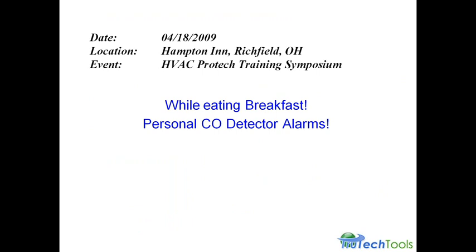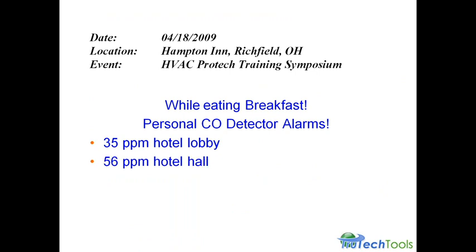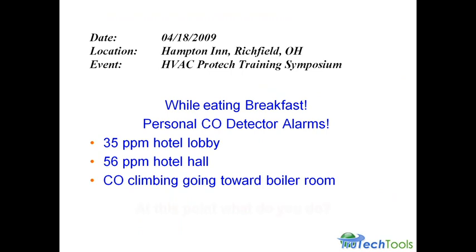At first, we're sitting there thinking, "What the heck's wrong with that thing?" I mean, I teach this for a living, and I'm sitting there eating breakfast, and the CO alarm goes off. It's 35 ppm in the lobby, and 56 ppm in the hotel hallways. We're walking down the hallway, the CO level's climbing as we go towards the boiler room, and all of a sudden I go, holy cow, something's really wrong here.